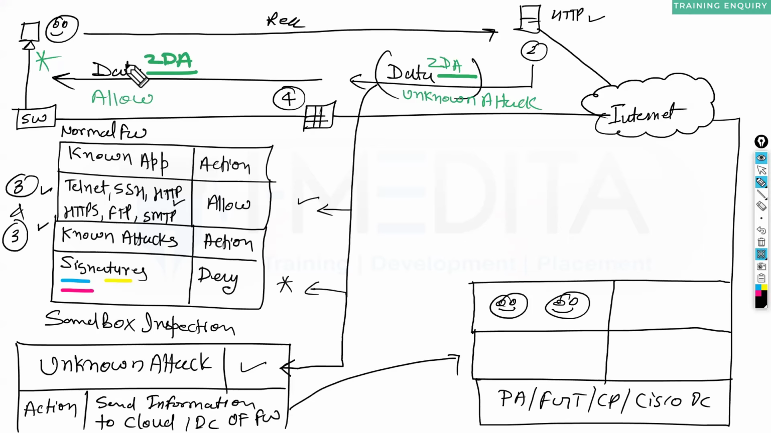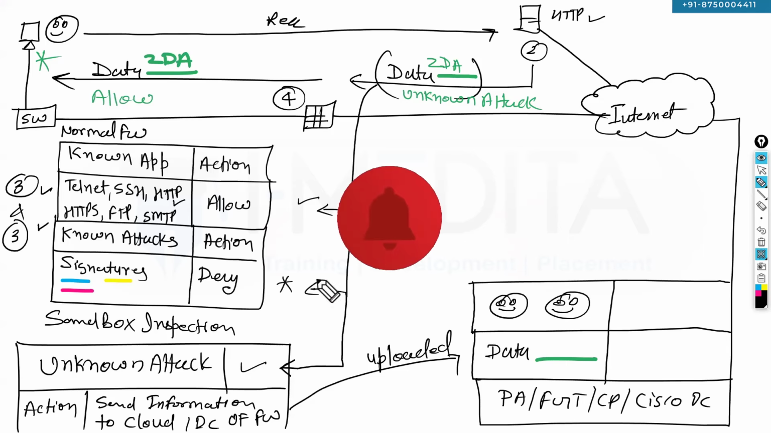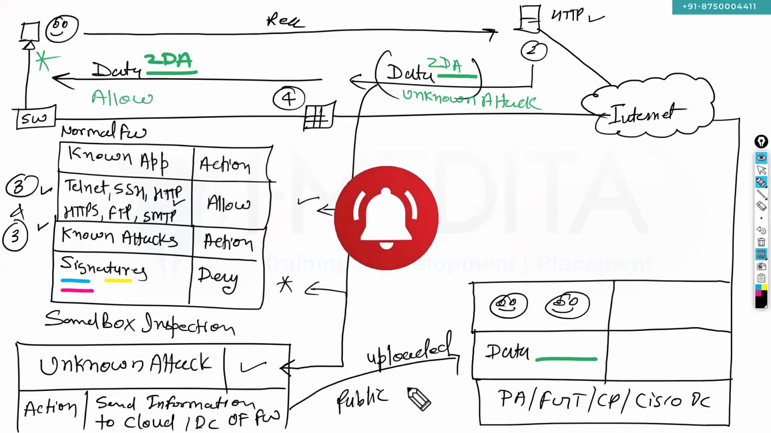If it is matching, the firewall will still allow it, but additionally, the firewall will send information to the cloud saying that I have data, and that data contains a kind of pattern which is unknown to me. Then this will go to the cloud or data center of the firewall vendor. When this information is sent, this file will be uploaded to the cloud portal or vendor portal. At that portal or server or appliance, this appliance can also be local. But we are talking here from the perspective of cloud. So the firewall will send information to the public cloud.